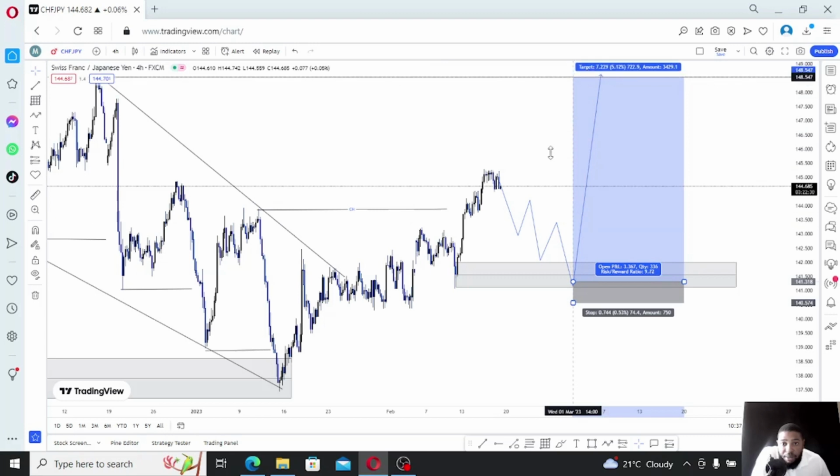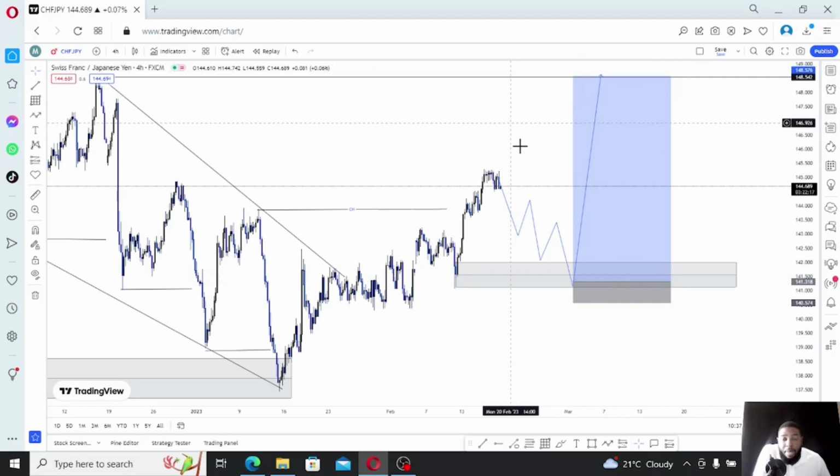So we're going to be looking for something like 1:9, which is a very good risk to reward, or even more, depending on how price gets to those areas. We will be looking to capitalize. We will be looking to maximize profits, right? So this is my view on CHFJPY.